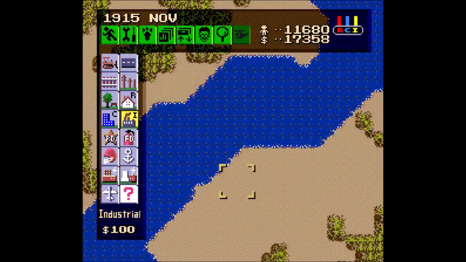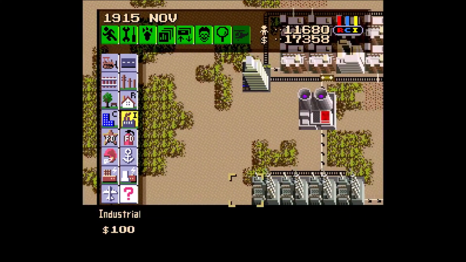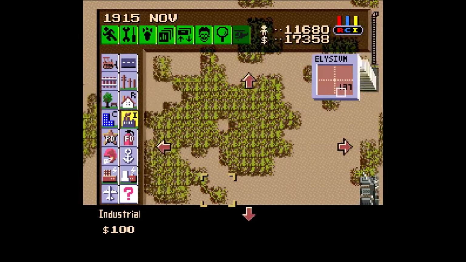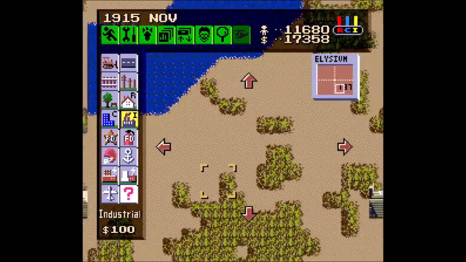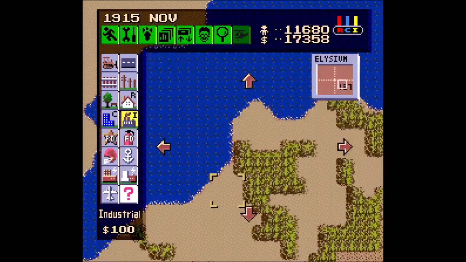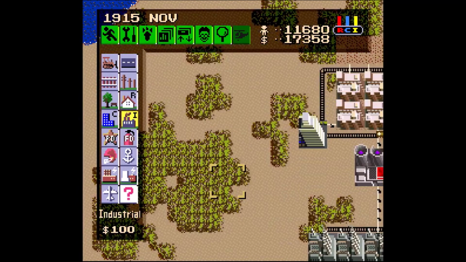And that's about it, I gotta say. There's not much else to say about industrial zones. Pretty easy to develop, pretty easy to lay out. So we're going to leave it like that.